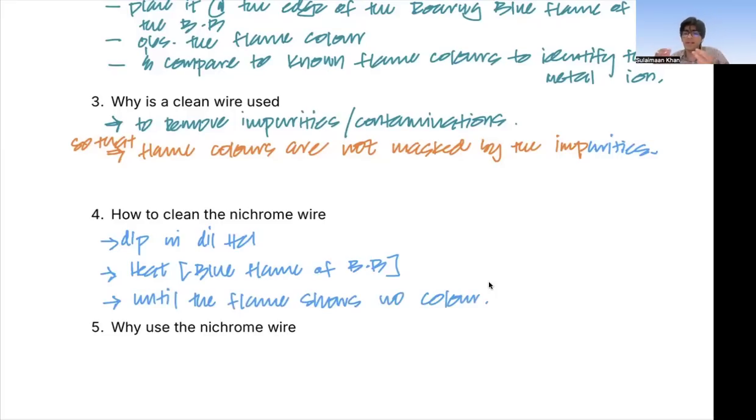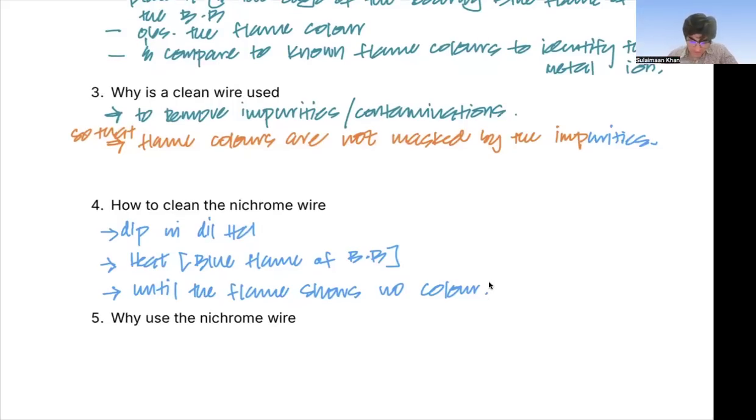Because if there are any positive ions, we dip it in dilute hydrochloric acid so that any carbonate comes off, and then we place it near the edge of the roaring blue flame of the Bunsen burner, so that if there are any positive metal ions present on this nichrome wire, from wherever, the colors are shown. Until no more color is seen, once all the color is gone, our nichrome wire is clean. Done.